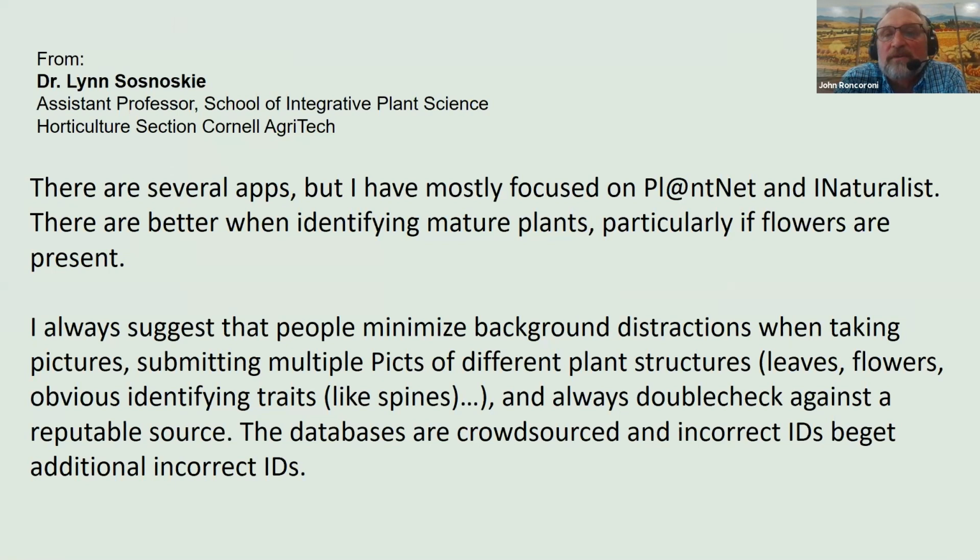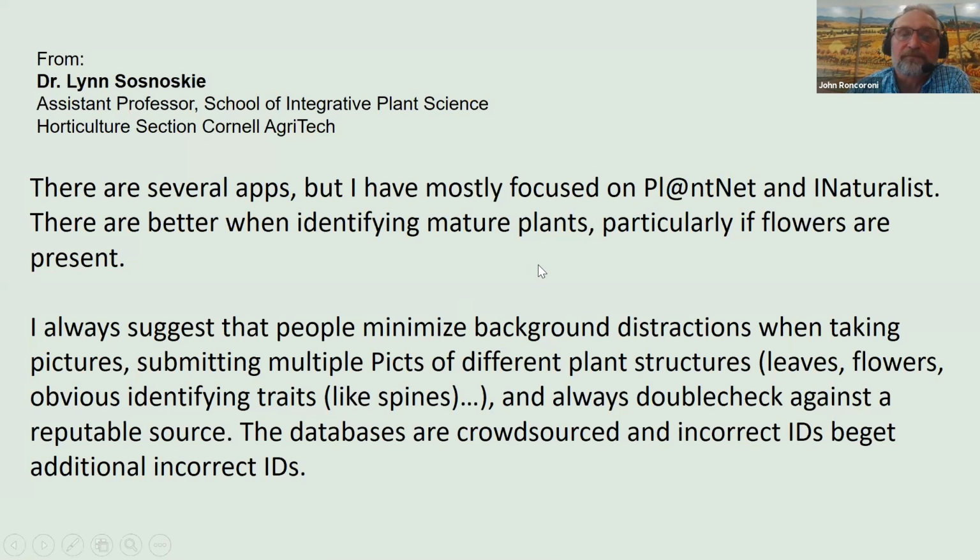She is mostly focused on PlantNet and iNaturalist. They're better when identifying mature plants, particularly if flowers are present, obviously. She suggests that people minimize background distraction when taking pictures, and submit multiple pictures of different plants. And always double check against a reputable source, because the databases are crowdsourced and incorrect IDs beget additional incorrect IDs. So you can use these as a start, but once you get close, go to another source and try to get down to exactly what it is.